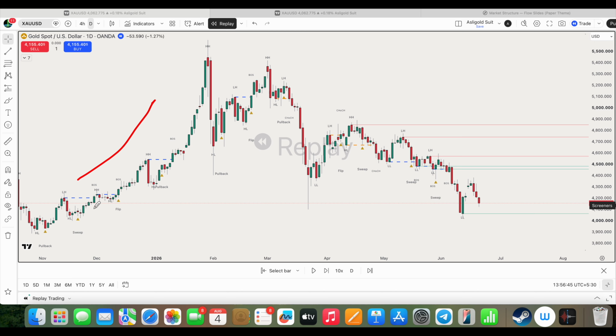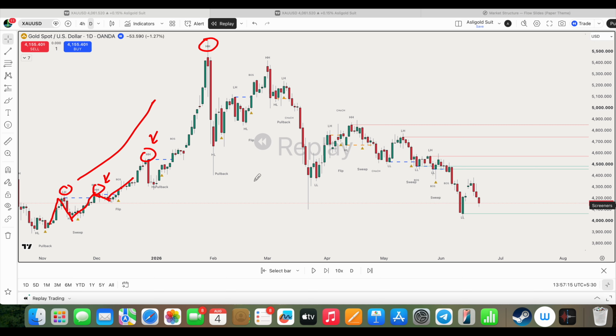Price never goes up in a straight line. It goes up, then it pulls back, then it goes up again. If you connect these points, you start to see a pattern. See this peak here, and now this next peak, which is higher. We call that a higher high. We write it as HH or higher high.